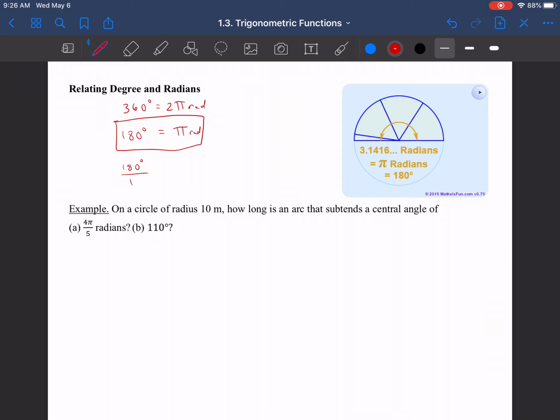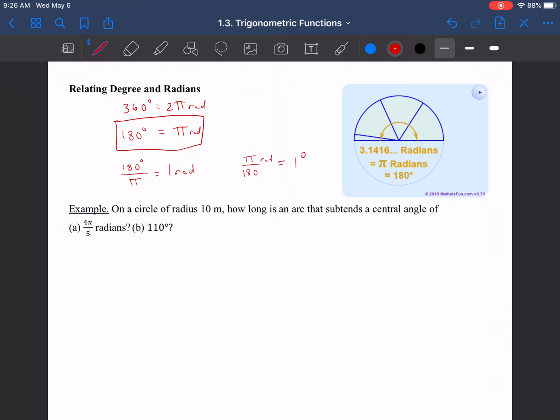over pi radians is... sorry, hold on, I'm doing the wrong thing there. I put the radian in the wrong way. 180 degrees over pi is 1 radian. And we can also do that, pi radians over 180 is just 1 degree.